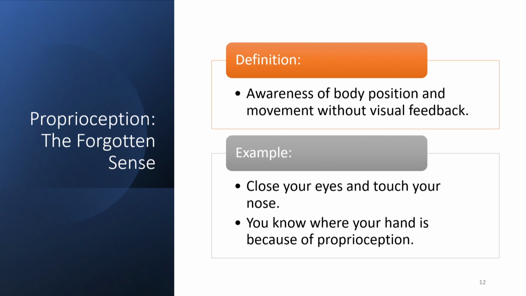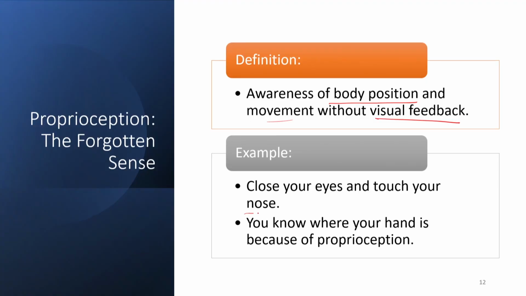A key sense that is often forgotten is proprioception. It is the awareness of your body position and movement without any visual feedback. The awareness that you have with regard to where you are positioned in the world, that is known as proprioception. For example, you may close your eyes now and touch your nose. Because you know where your nose is with respect to your body, you are able to close your eyes and touch your nose. You know where your hand is also because of proprioception.